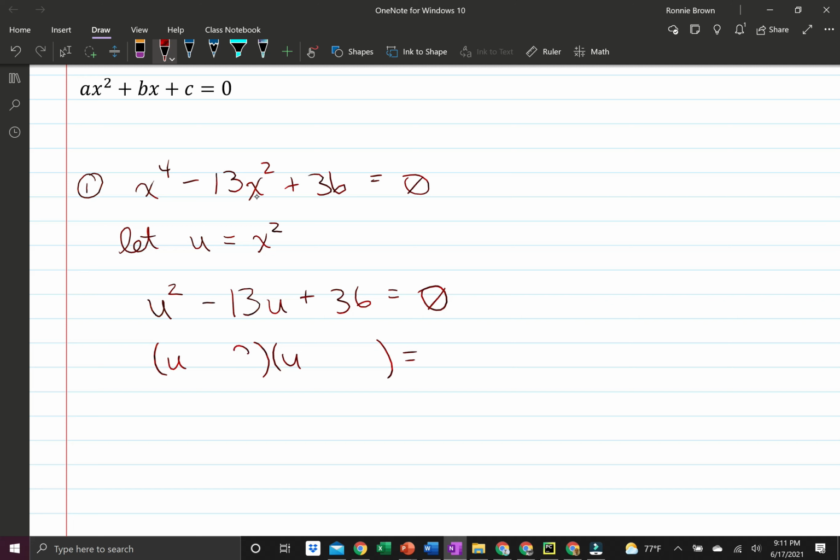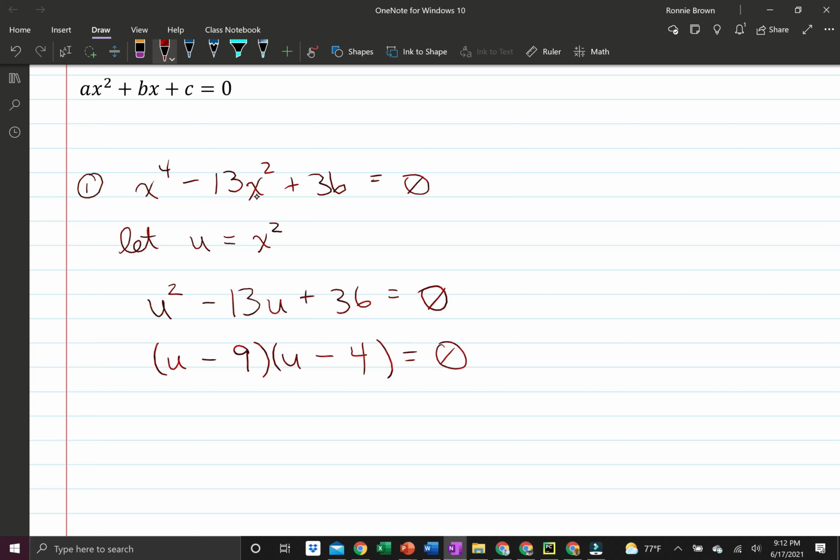So I would say 9 and 4, right? 9 and 4 make 36 when I multiply, and if I add them, they'll get me a 13. However, I just need to get my signs right. It has to be a negative 9 and a negative 4, right? Negative 9 times a negative 4 makes a positive 36, and negative 9 added to a negative 4 makes a negative 13, which is what we wanted. So your signs are key in this one as well when you're solving by factoring.